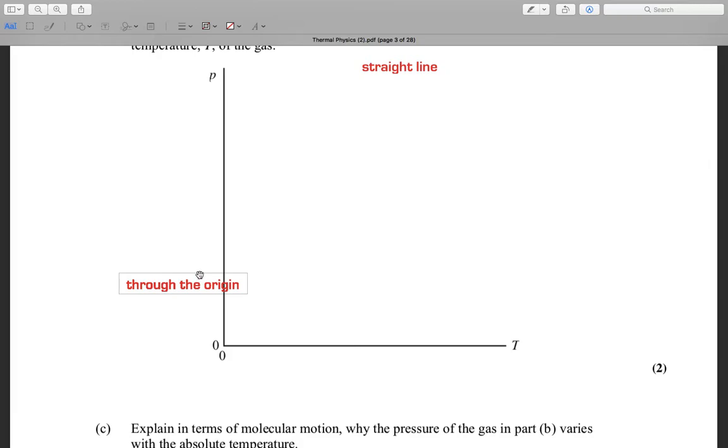What I mean is, if we draw the line from the origin and then a straight line, yeah.